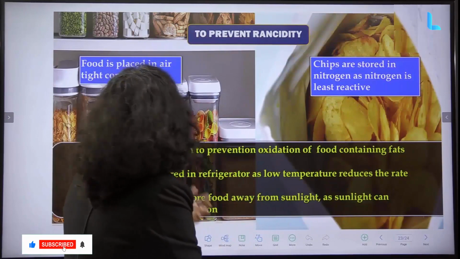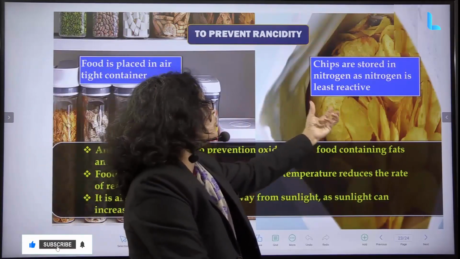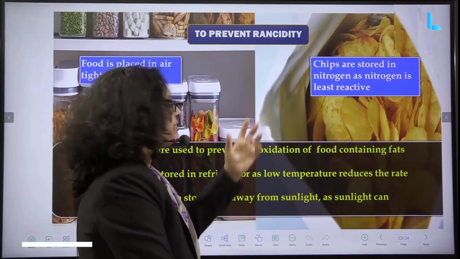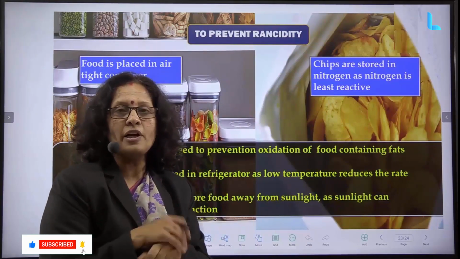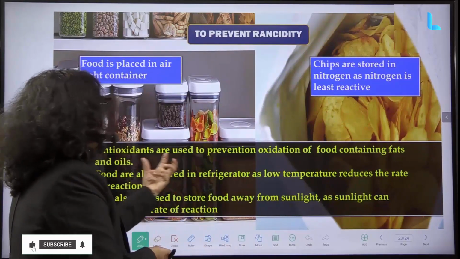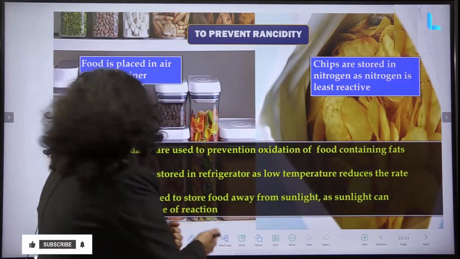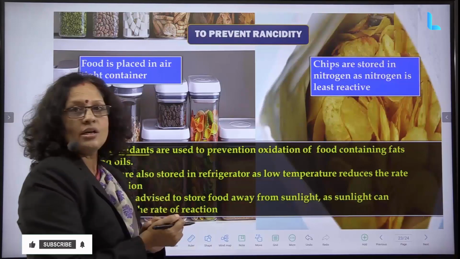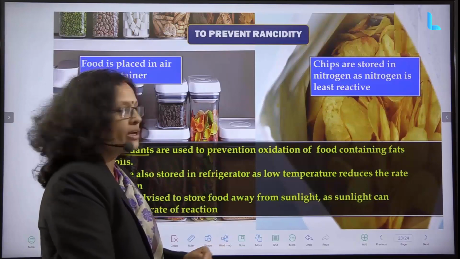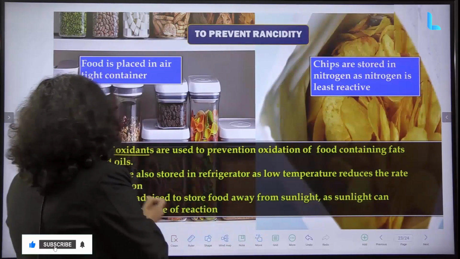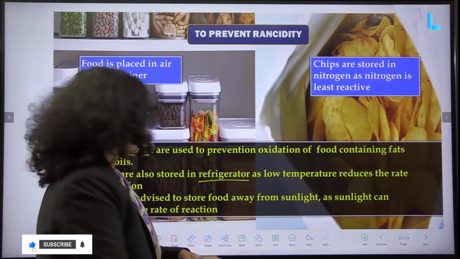Now, to prevent rancidity, what should be done? Food is placed in an airtight container. Chips are stored in nitrogen, as nitrogen is least reactive; the company fills and then packs them that way. Then antioxidants are used to prevent oxidation of food containing fats and oils, so marketed products will be heavily filled with antioxidants. Foods are also stored in a refrigerator at low temperature to reduce the rate of reaction. So refrigeration is also one of the preventions.